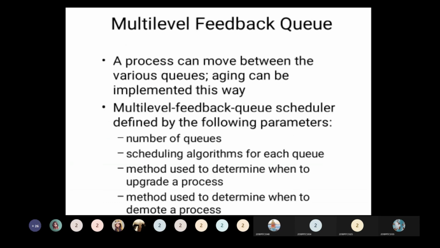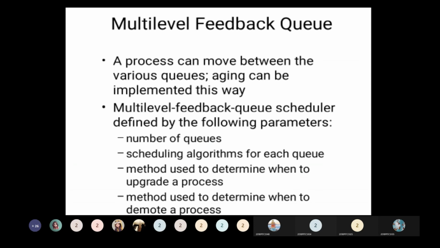Next type of scheduling is multi-level feedback queue scheduling. Here a process can move between the various queues. You have two partitions. In the previous case there is no movement between the various queues. In this case the process can move from one queue to another queue. Multi-level feedback queue scheduler is defined by the following parameters: number of queues, scheduling algorithms for each queue, method used to determine when to upgrade a process, method used to determine when to demote a process.